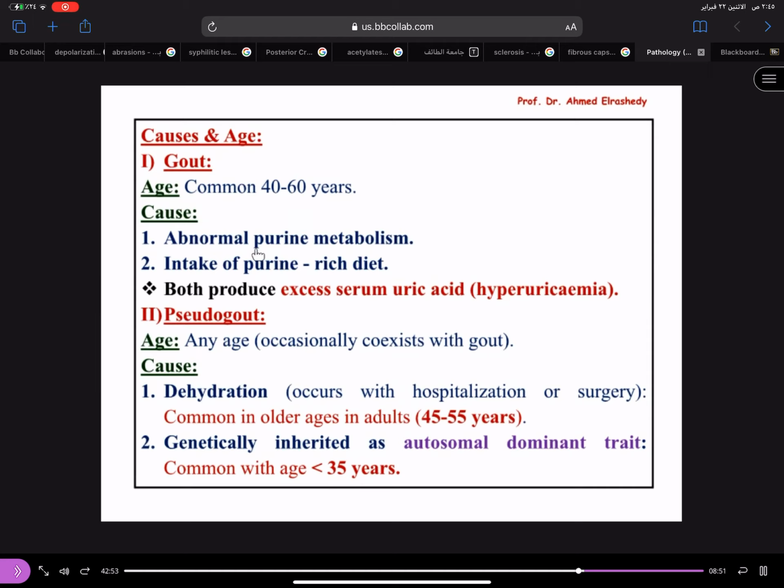Okay, so we will now focus on gout only. So purine metabolism abnormality or more intake of purine, and other causes we will also see in the next slides. Till now it's clear, means simple. Gout is inflammation of joints mainly due to more uric acid or urate crystals. Simple. Till now it's clear.